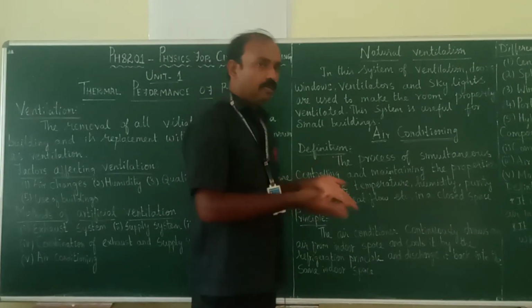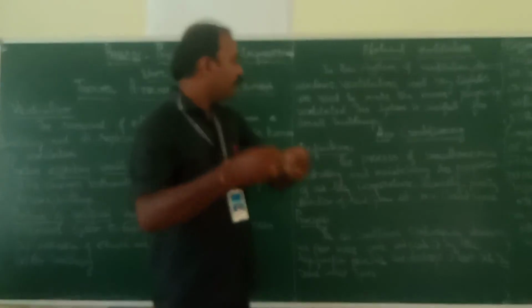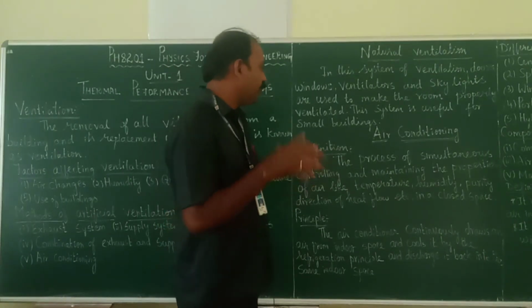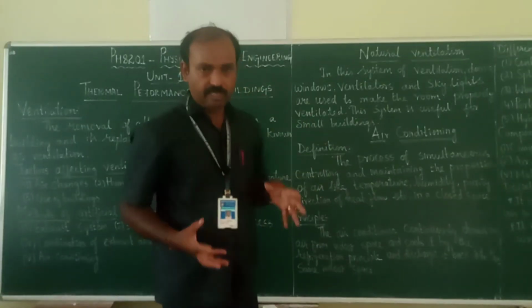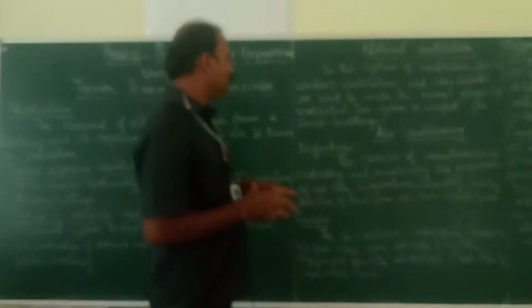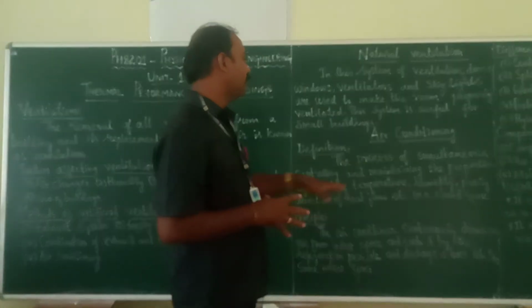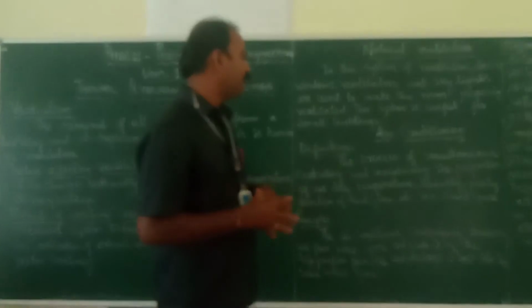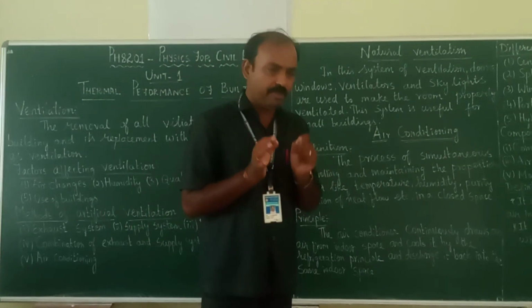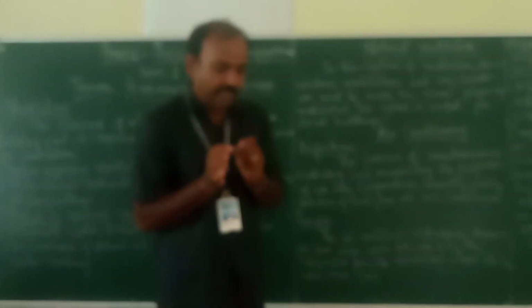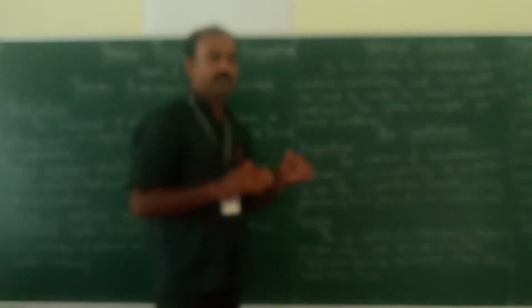This means artificial ventilation type. Okay, so now further I am going to do an in-depth analysis of air conditioning, its uses and the different types of air conditioning systems. The standard definition of air conditioning is a process of simultaneously controlling and maintaining the properties of air, like temperature.